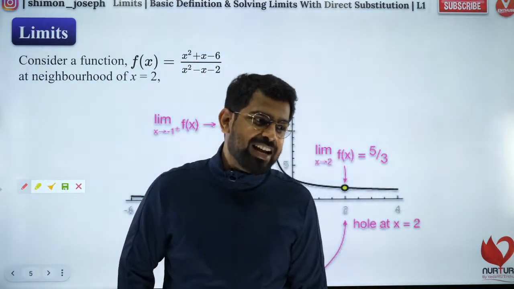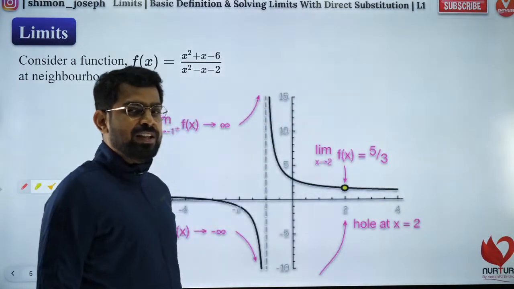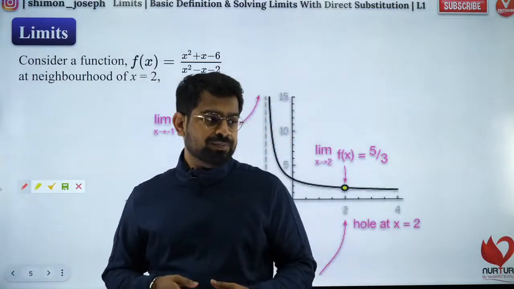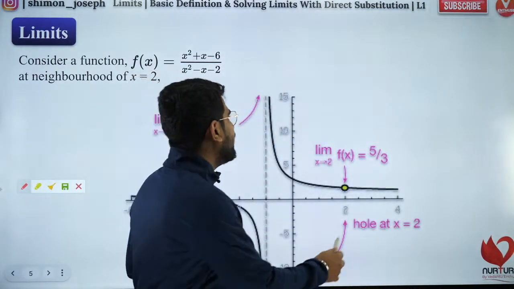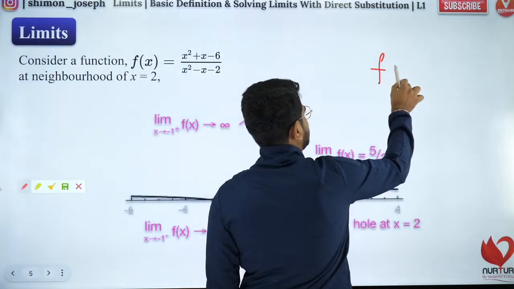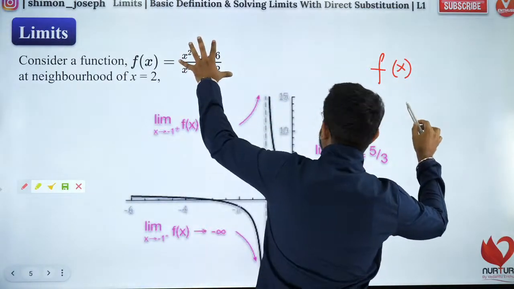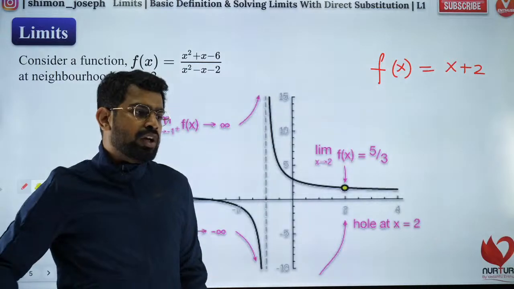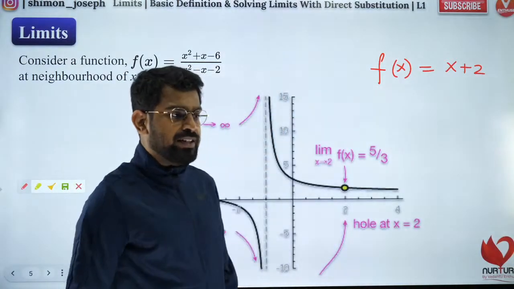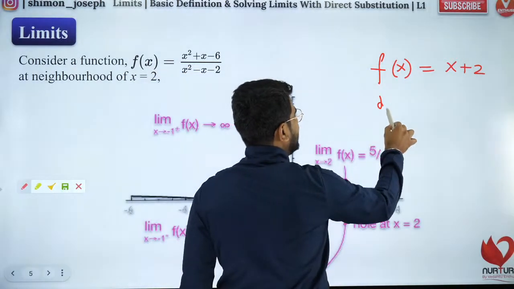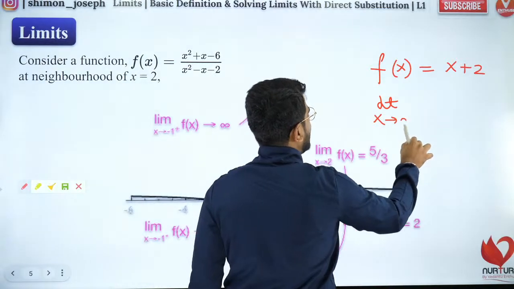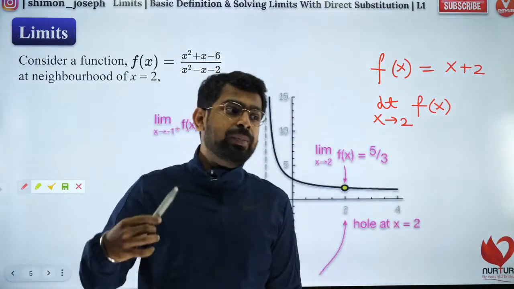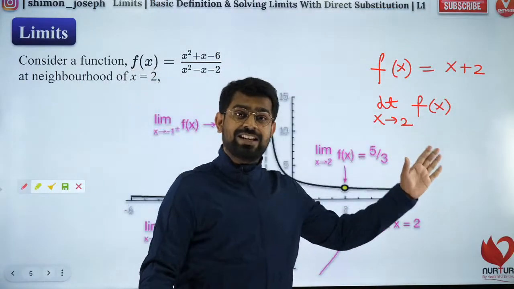So limit, like I said, is going to be the value that a function tends to when you approach a certain number. Got it? So let's have a look at this. So let's say you have a function like this. Let's take a very simple function. Let's not complicate with a tough one. Let's take a simple one. And let me ask you, guys, what will happen if your limit x tending to 2 f of x is asked?